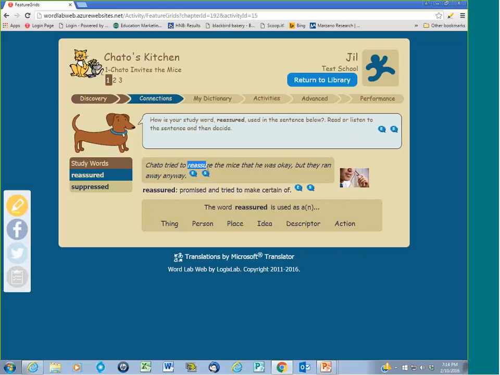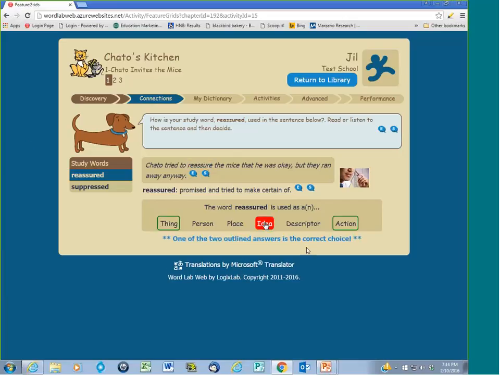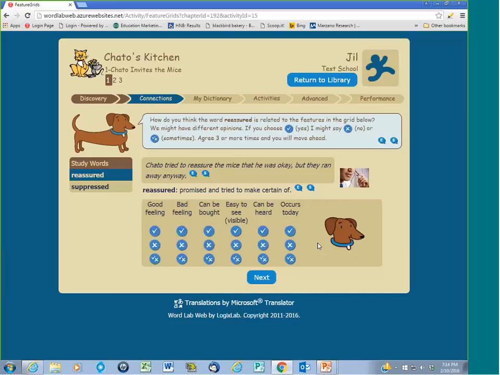Now I have to look at the sentence. How is reassured being used in this sentence? I think it's an idea. Well, the program says that's not quite it. Now choose between thing and action, it says. Well, it's not a thing, so I'm going to go with action. Chatto tried to do the action reassure.